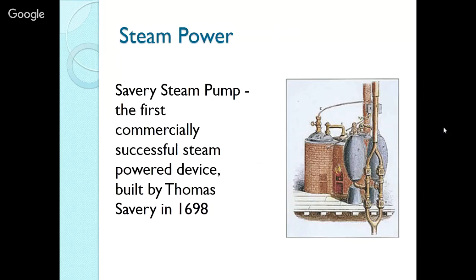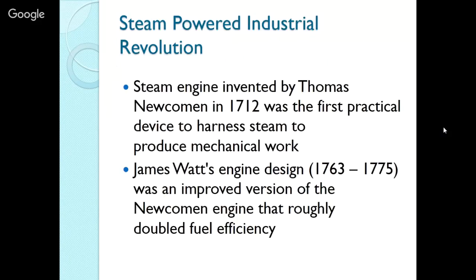To start the journey, we first go to 1700. Two years before that, Thomas Savery developed the first steam pump. It was the first commercially available successful steam-powered device, on which the later versions of steam engines were developed. Taking a cue from Savery's work, Thomas Newcomen developed a steam engine in 1712, which was the first practical device to harness steam to produce mechanical work, followed by many designs of James Watt's steam engine. All those designs were improved versions of the Newcomen engine, and they resulted in better fuel efficiency.